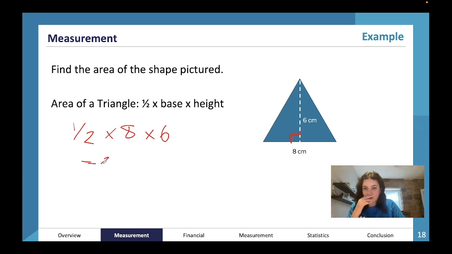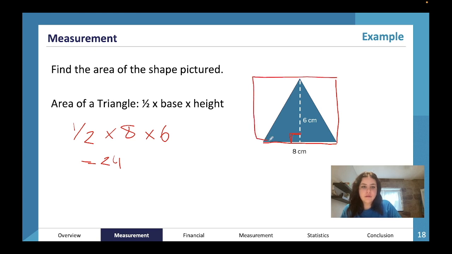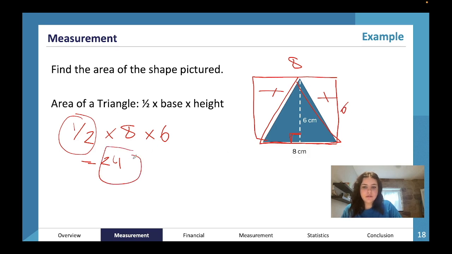We get 24. Now, what helps you is understanding what formulas are doing. So what this formula is doing is saying, okay, if I had a square or a rectangle that had a base of 8 and a height of 6, that would be the area, right? But because it's a triangle, see how we could make the same triangle if we added this side and this side together? So it's telling you that half of the rectangle is where the triangle is. 8, 6. So the answer for this one, 24.